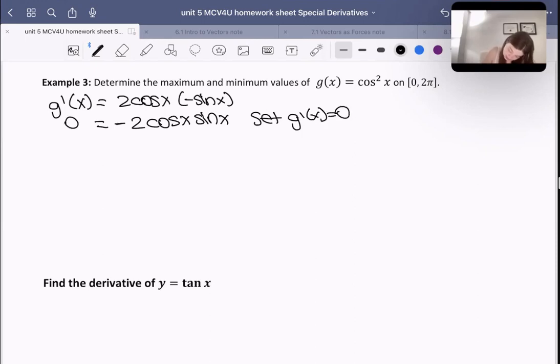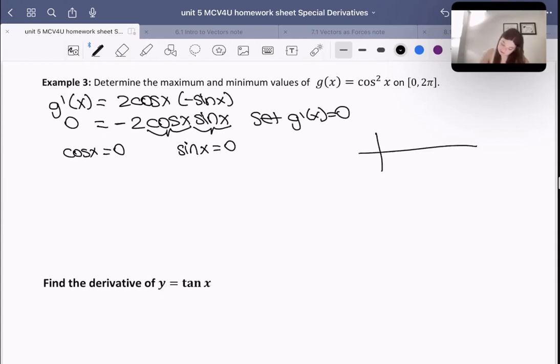Now, if we set that to 0, we have 0 equals that stuff, which means what? Well, if cosine x is 0, then this whole thing is 0, right? Going back to quadratics, going back to the zero product property. And same with if sine x is 0. So basically, either cos x must be 0 or sine x must be 0. Now, when is sine x 0? If we recall from our graph, I'm just going to do a rough sketch here, at 0, pi, and 2 pi, right?